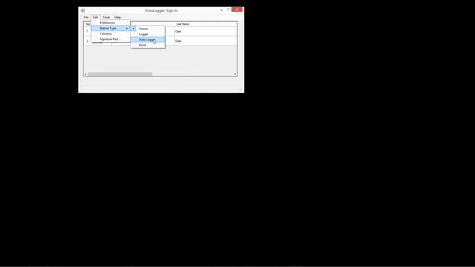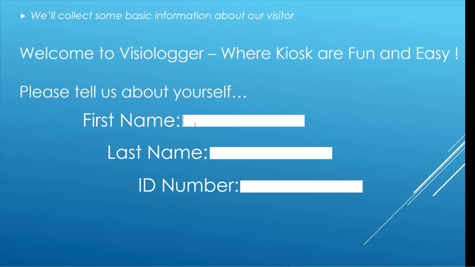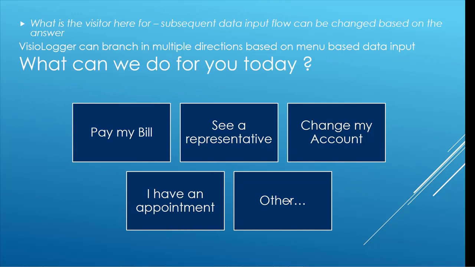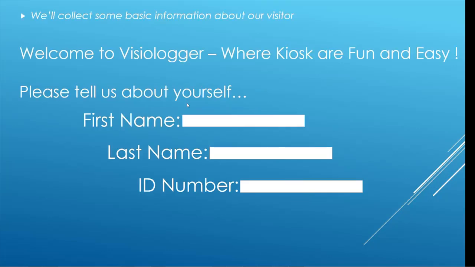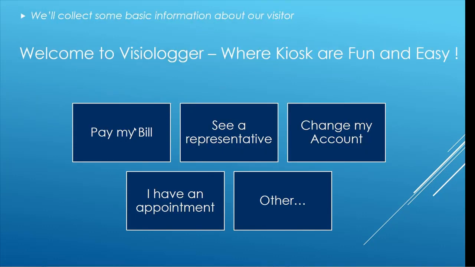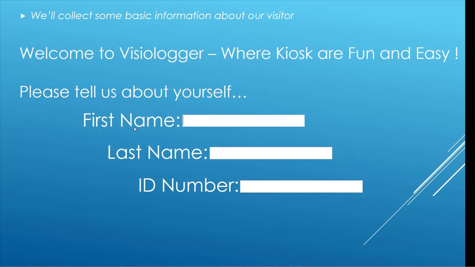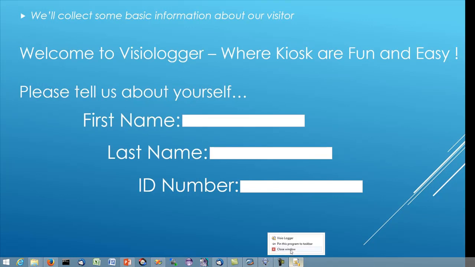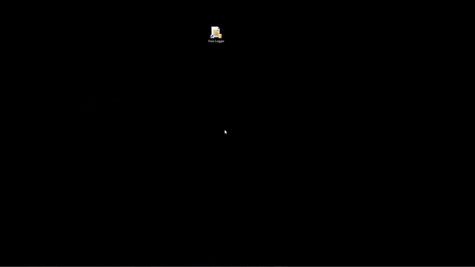Let me demonstrate. Station type kiosk, Jones, ID number 1. I'm here for other. Now I'll be collecting that, to see Nate Clark, right? And it'll cycle. If I'm Jennifer Jones and I'm here to pay my bill, I don't see that. That's the flow, and it can be as complex as necessary or just simple branching among different types of fields. It's a core feature of VisioLogger. It has logic in the collection of its data.